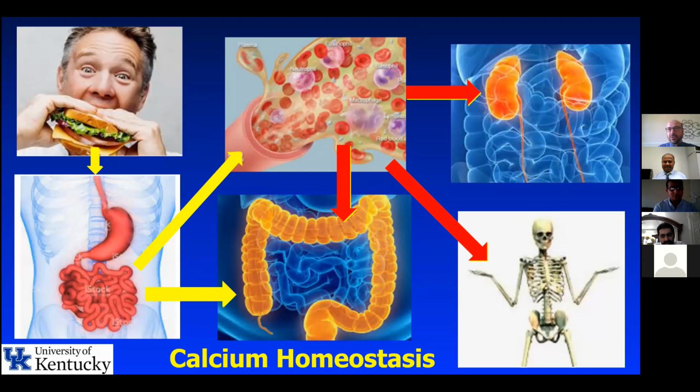Again, hypercalciuria, the definition is different in men and women, and it's also different by age. Simply you can say 4 milligram per kilogram in women and 5 milligram per kilogram in men, or you can say 250 milligram in women and 300 milligram in men. This is how you diagnose hypercalciuria. Anyway, on average, we excrete about 150 milligram of calcium in our urine daily.